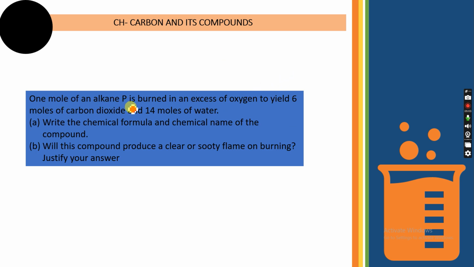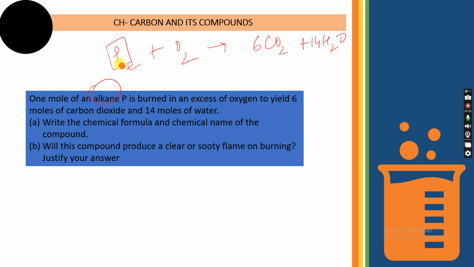1 mole of an alkane P. Okay, an alkane P is given, which burns in presence of oxygen to yield 6 moles of carbon dioxide and 14 moles of water. So an alkane, that's the keyword, alkane is there, that is P. It burns with excess of oxygen to give 6 moles of carbon dioxide and 40 moles of water. Now write the chemical formula and chemical name of the compound P.